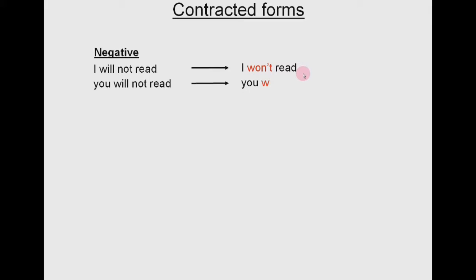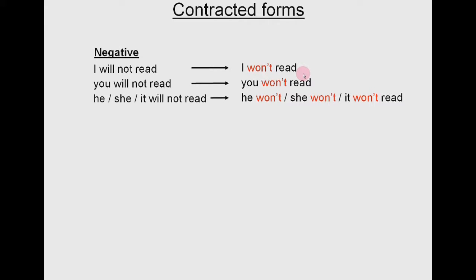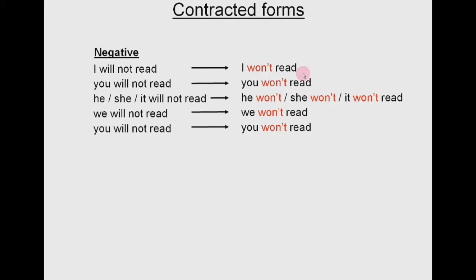Now, let's look at the contracted form for the negative. I won't read. You won't read. He won't, she won't, or it won't read. We won't read. You won't read. And they won't read.